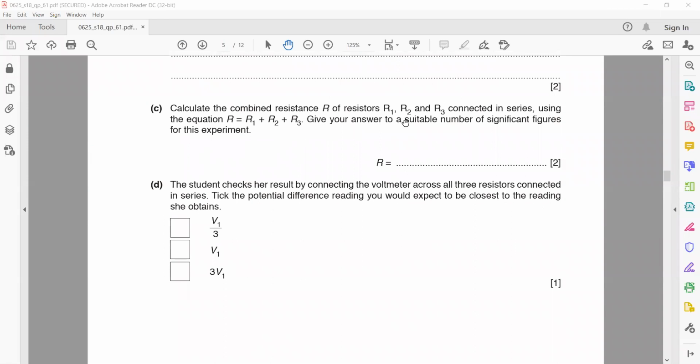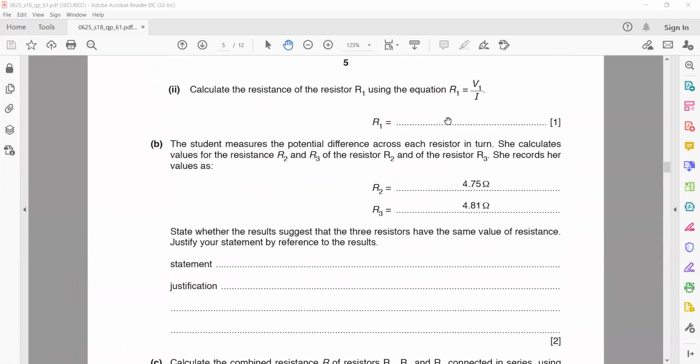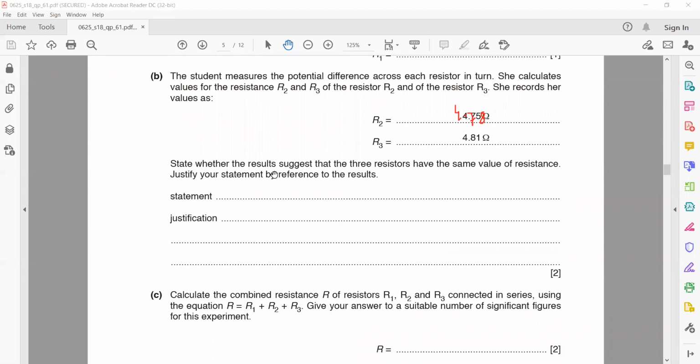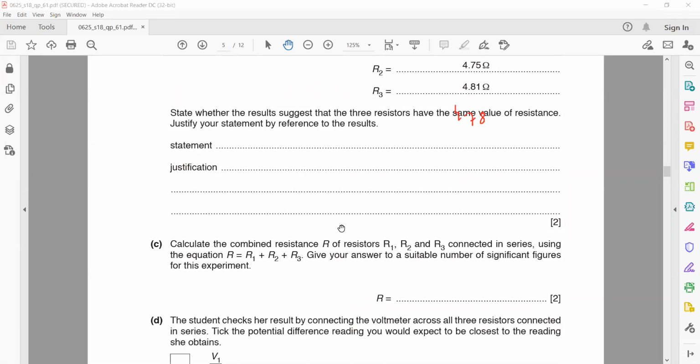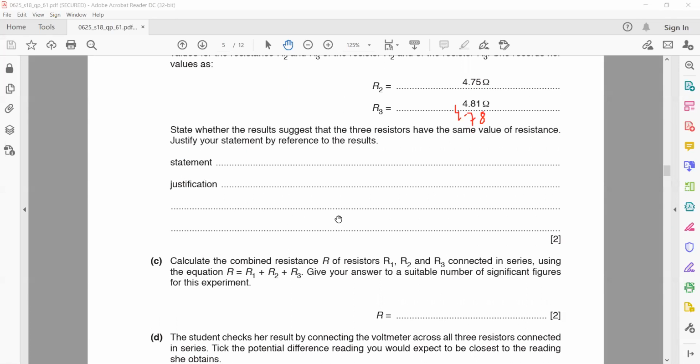Calculate the combined resistance of R1, R2 and R3. They are connected in series, and the formula to calculate the combined resistance is R1 plus R2 plus R3, and give your answer to a suitable number of significant figures. So R1 was 4.78, R2 is 4.75 and R3 is 4.81. What is the value for R, the combined resistance of these three resistors? 14.3. So 14.3 ohms.